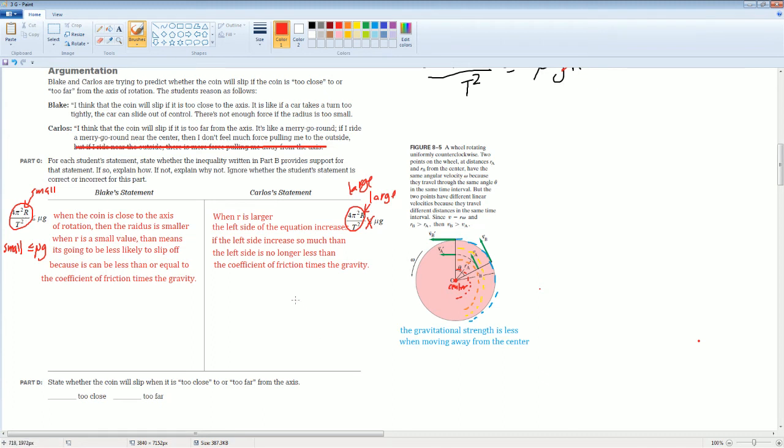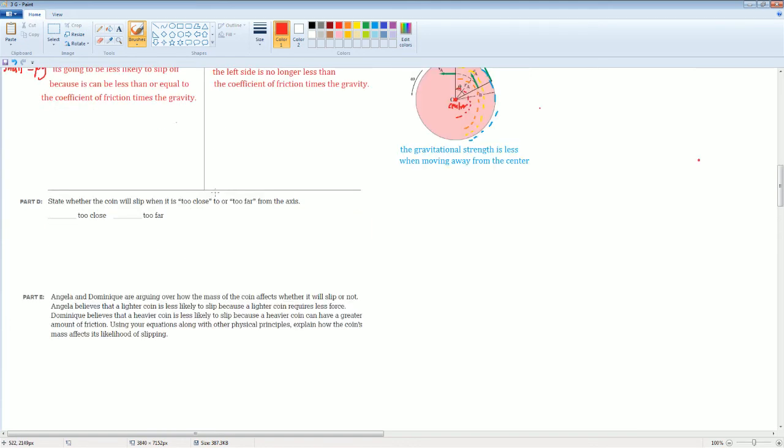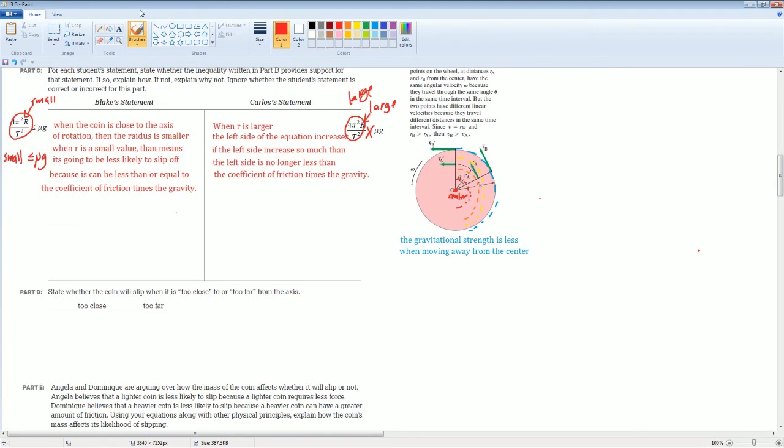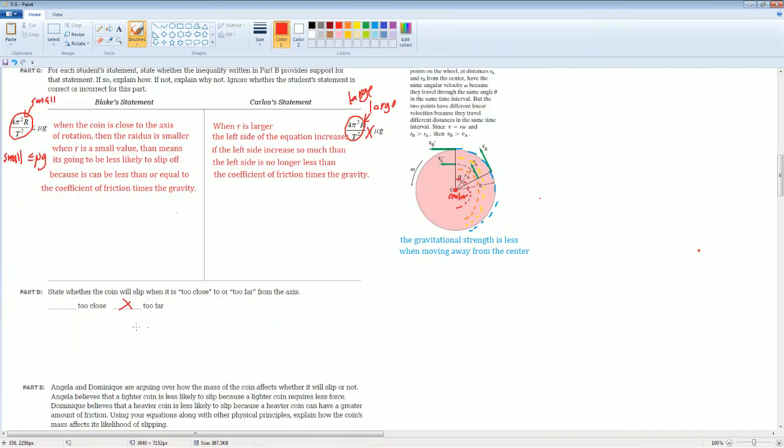Okay. All right, so just think about it. The further you are from the center, less gravitational pull. The closer you are towards the center, more of the gravitational pull. State whether the coin will slip off if it's too close or too far away from the axis. Again, it is too far. If it's too far, it will slip off. Why? Because it's going to feel less of the gravitational pull, or in this case, mu times gravitational pull.